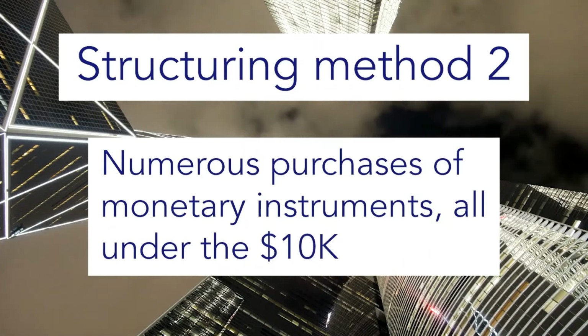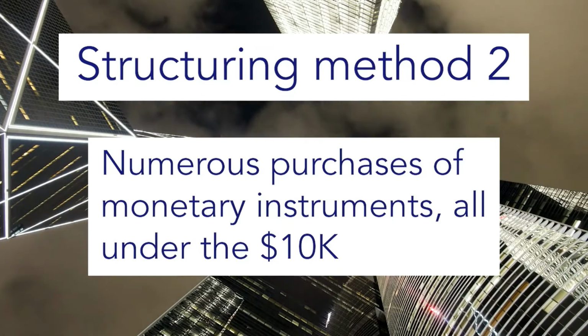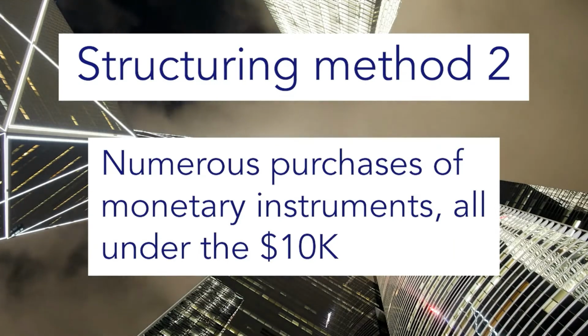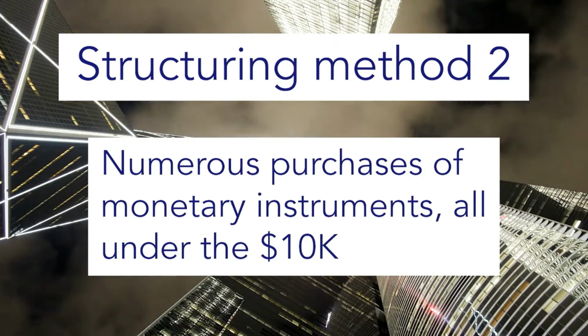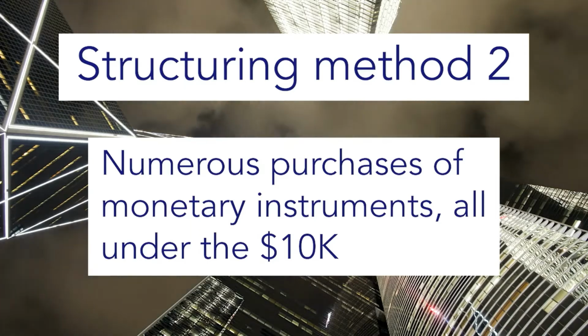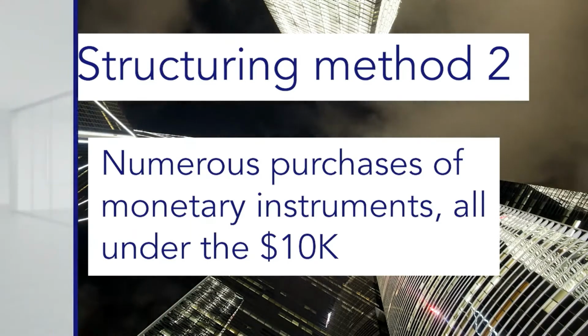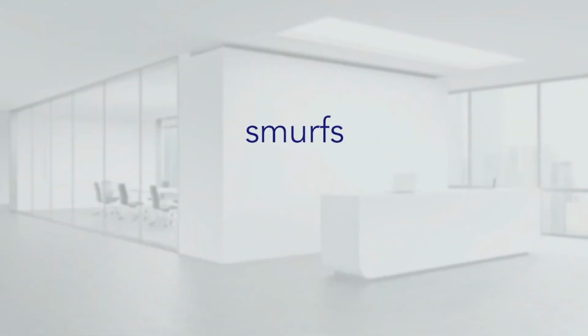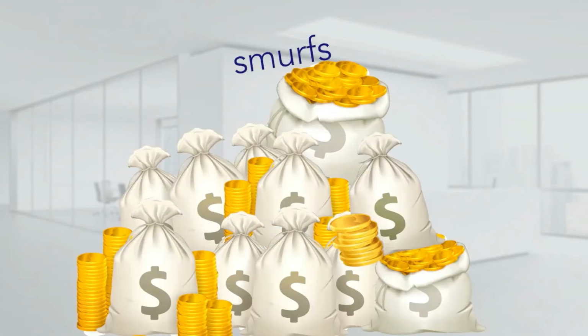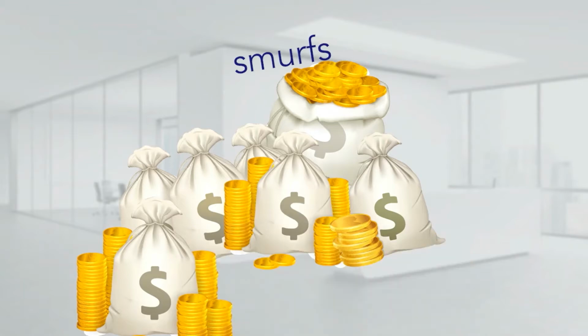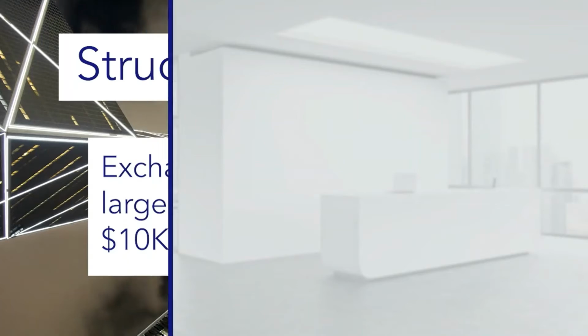Another structuring method is to use currency to make numerous purchases of certain monetary instruments in amounts under the reporting requirements. The instruments are then deposited in other accounts and transferred to yet another. Sometimes the launderer will hire a number of couriers known as Smurfs. Each Smurf purchases several monetary instruments under the $10,000 reporting limit and deposits them in one or more accounts. Usually the funds are then transferred to a foreign account.